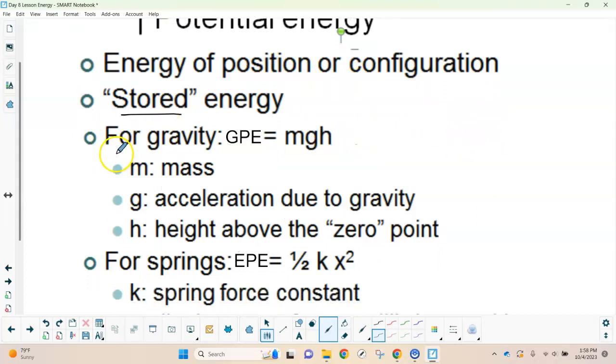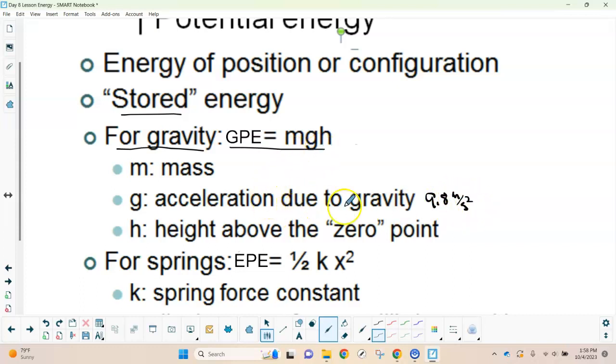The first one we're going to talk about is for gravity, and that's called gravitational potential energy. Gravitational potential energy is GPE, and the equation for it is mass times gravity times height. Gravity being the acceleration due to gravity, that's the 9.8 number, 9.8 meters per second squared. You don't have to worry about the negative because, again, the negative just means moving down.